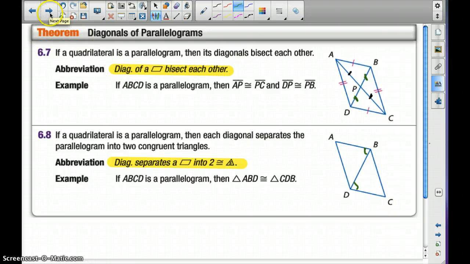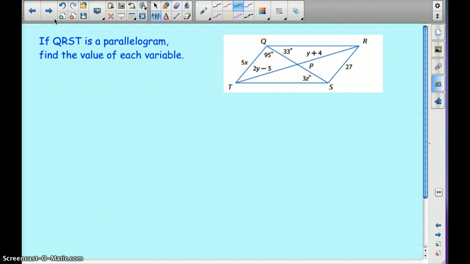So let's use some of these theorems we used from Friday and from these new theorems. So we have a parallelogram QRST, and we want to find the value of each variable. So go ahead and take a moment to copy this down.